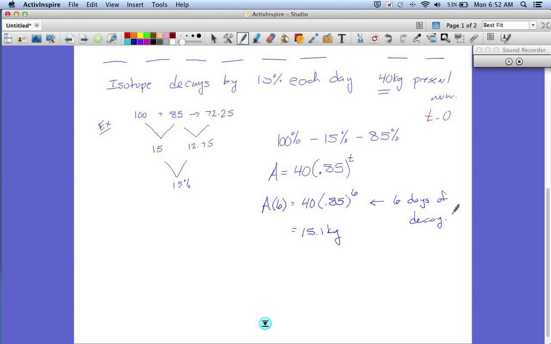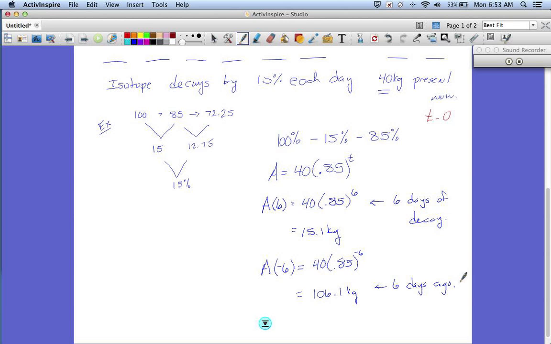Now, what if somebody's curious, like, what happened 6 days ago? How much was there 6 days ago before we lost all this? That's no problem. So 6 days ago is in the negative direction, right? That ago, time happened a while ago. So I do a negative 6, and I get this value, which is 106.1 kilograms. And that was 6 days ago.